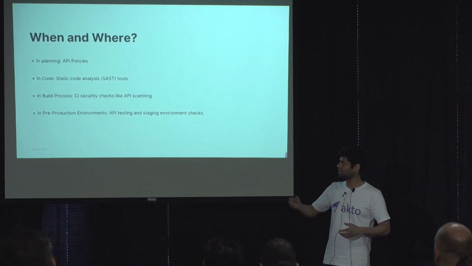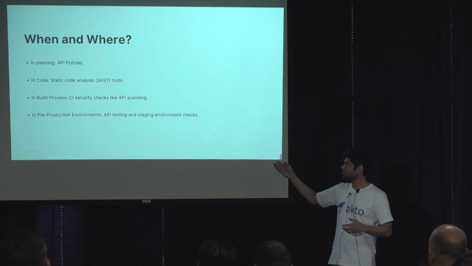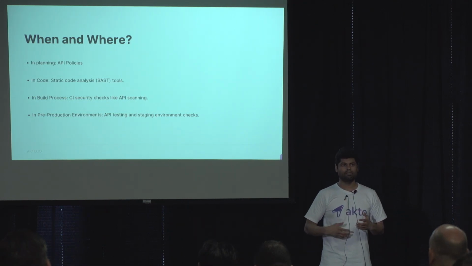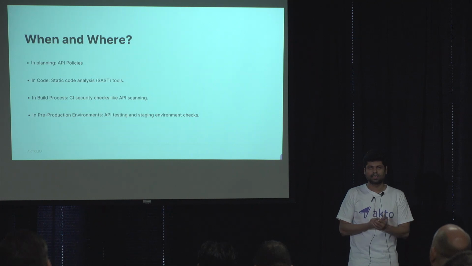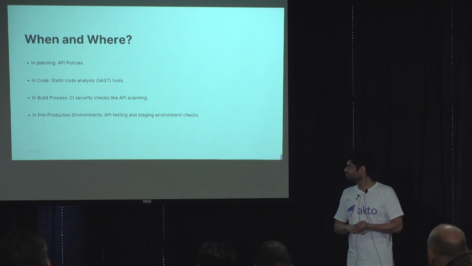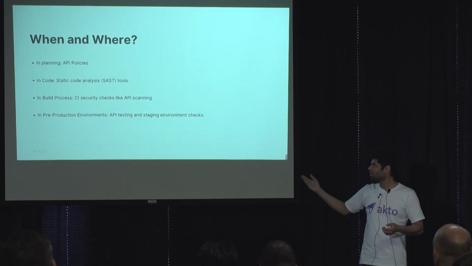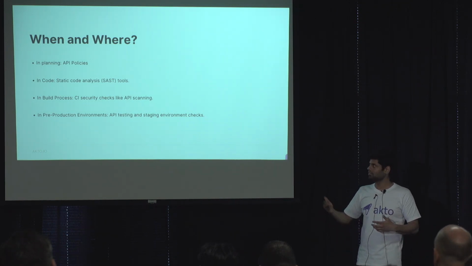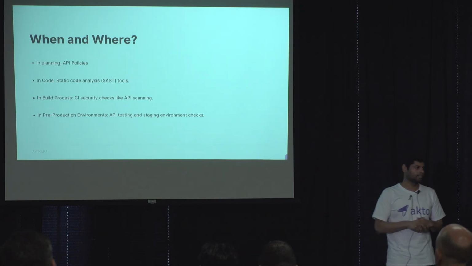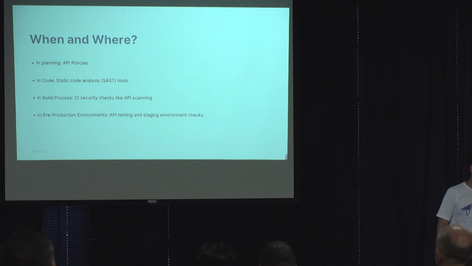In the build process, and that's what we're going to focus on the most, we have to scan and set up automated tests for all possible types of authorization issues that can arise. In pre-prod environments, again through manual testing or automated testing, we should be able to check if authorization problems are there. Let's get started.